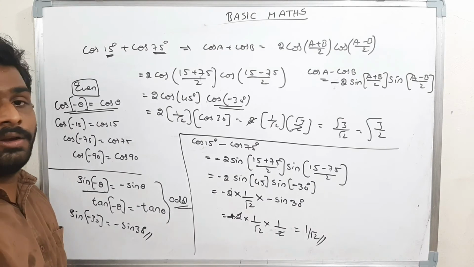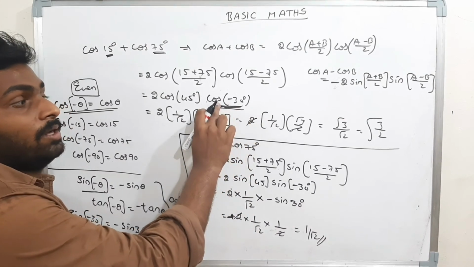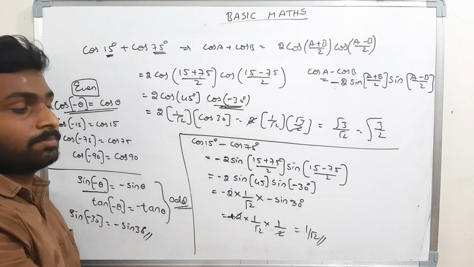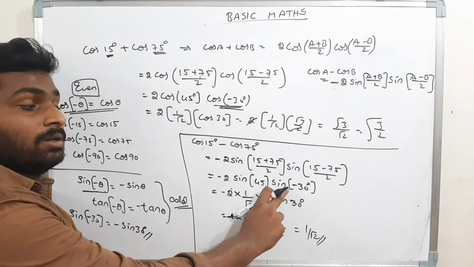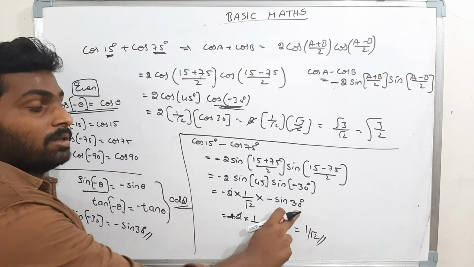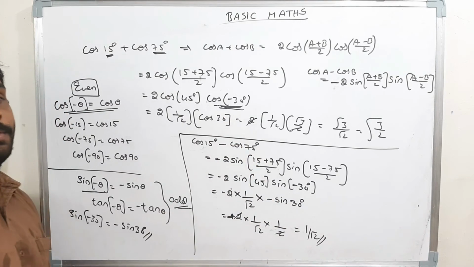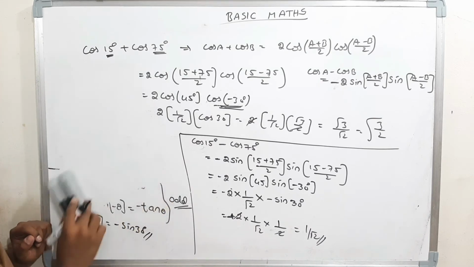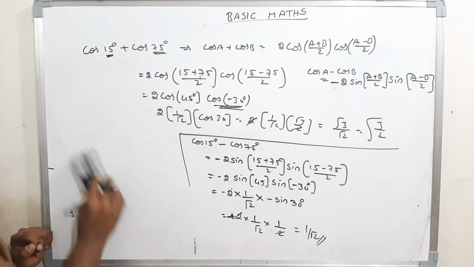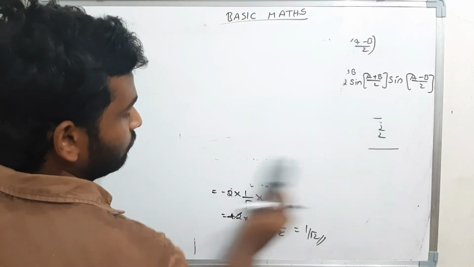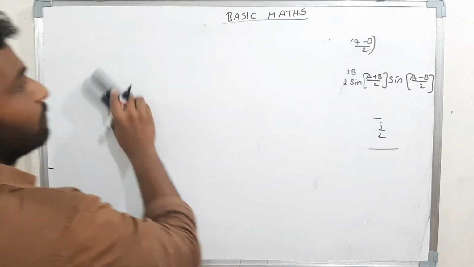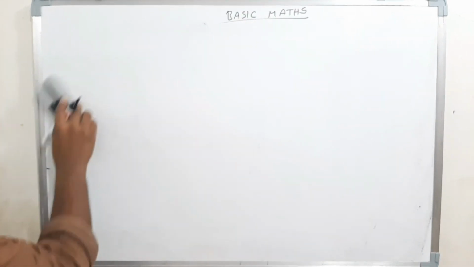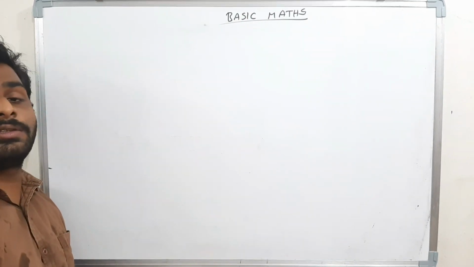Is it clear? Why I told this problem is especially for this: cos is an even function, therefore cos of minus theta is equal to cos theta. But sin is an odd function, sin of minus theta is equal to minus sin theta. Remember this. Now we will see what is even function and what is odd function.